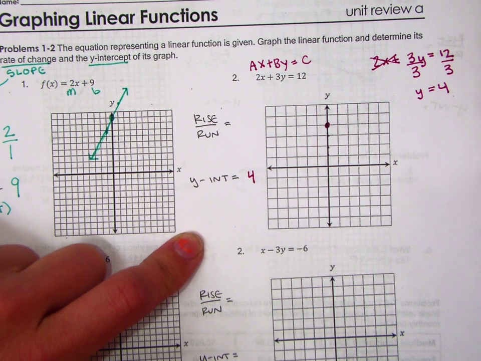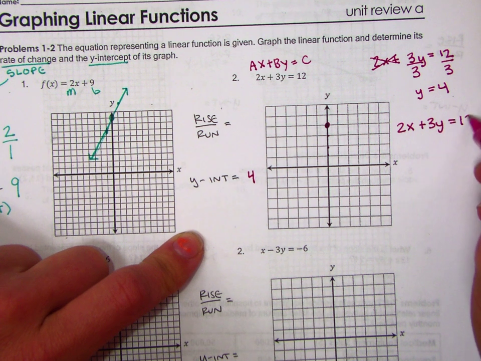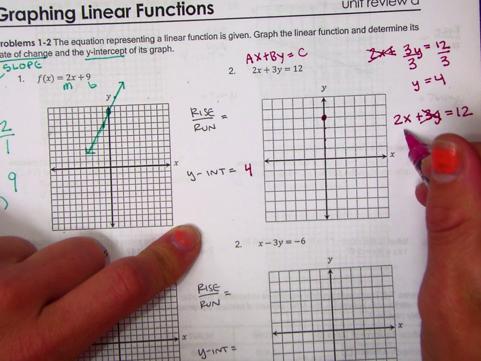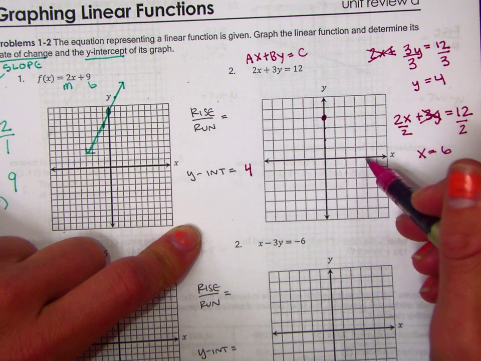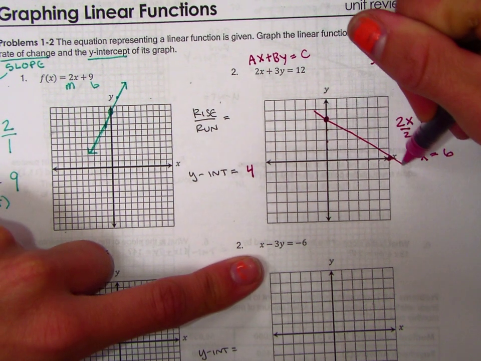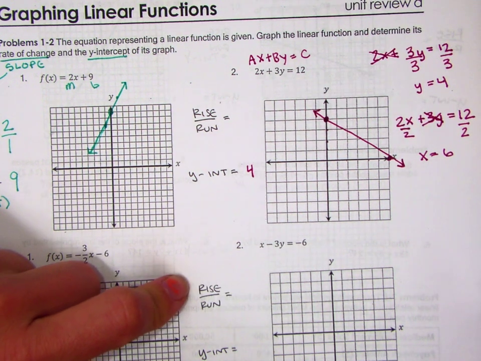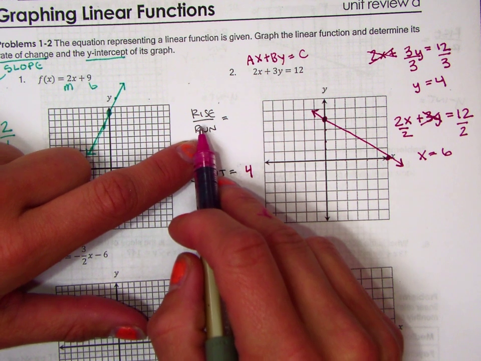All right, so let's say you wanted to do the x-intercept. So if you want to find the x-intercept, ignore the y. And then you have to divide both sides by 2. And so your x-intercept is at 6. And then you're going to draw your line. All right, but this one is asking you for your slope, your rise over run.